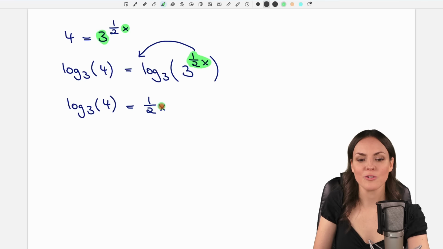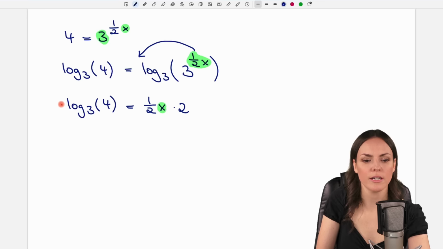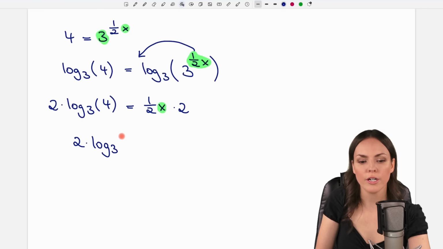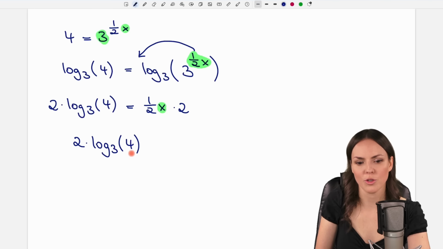And to solve this equation for x now, I just have to get rid of the 1 over 2 here. So I can just multiply both sides of the equation by 2. So here times 2 and here times 2. On the left side, I have this number here. Don't worry that we still have this log here. We don't have a calculator anyway, so we can't calculate this. We just take it as it is. And on the other side, these 2 here cancel out and we only have x left. So we solved the equation for x.